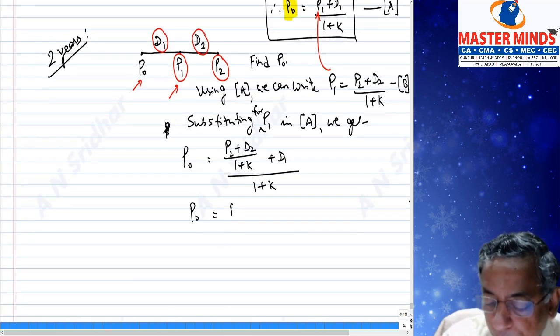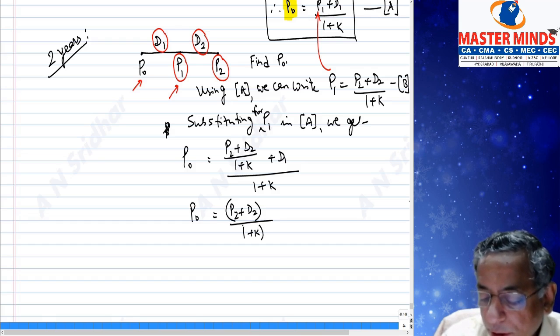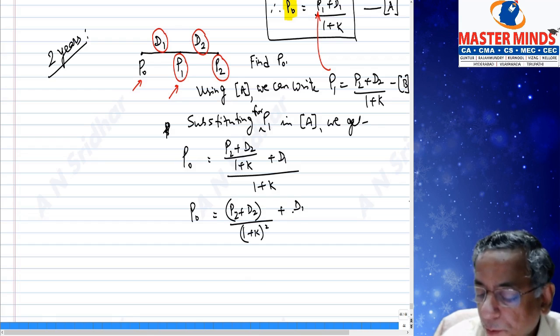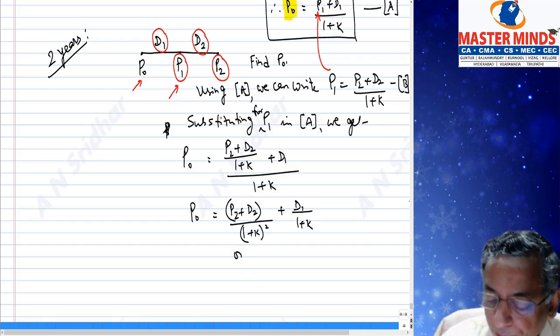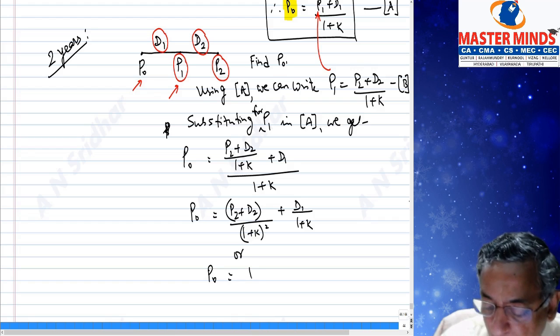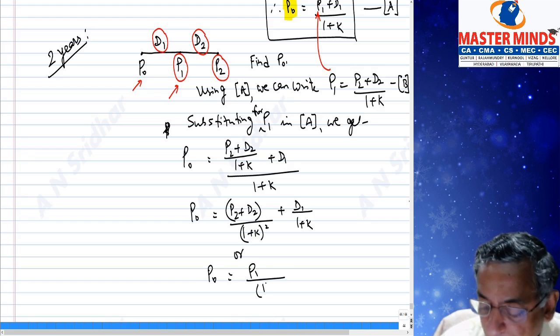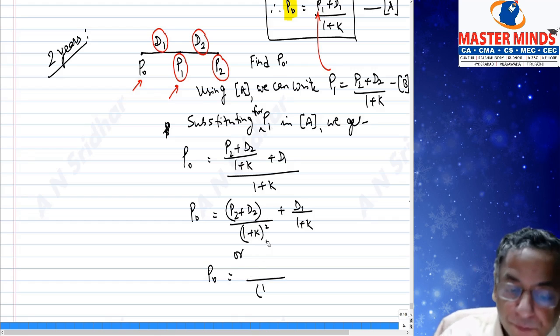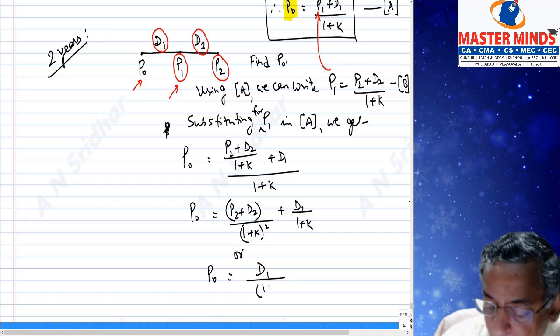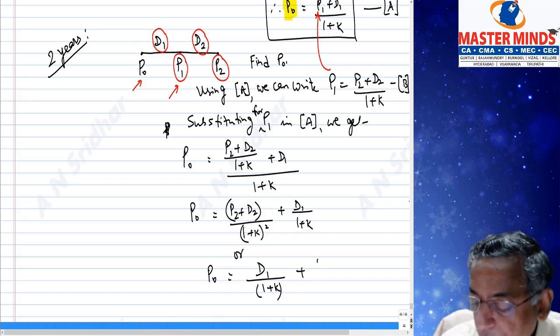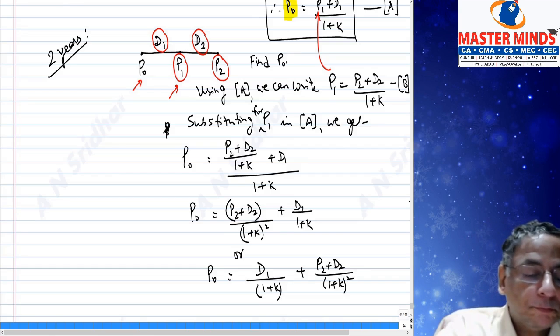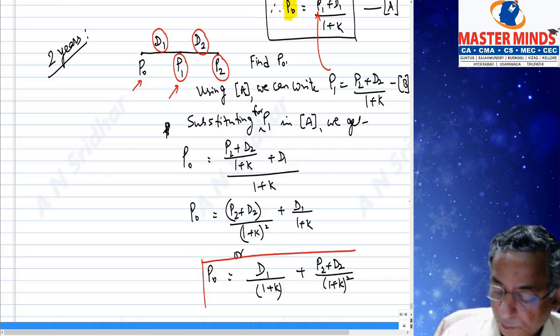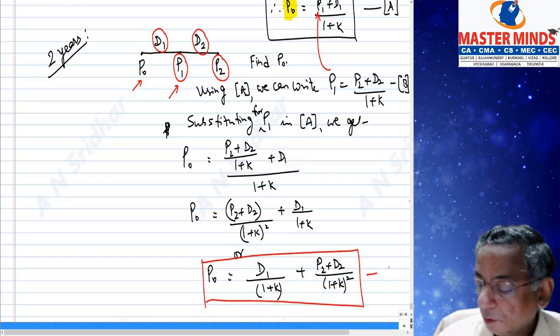P0 equal to P2 plus D2 upon 1 plus K the whole square plus D1 upon 1 plus K, or P0 equal to D1 upon 1 plus K plus P2 plus D2 upon 1 plus K the whole square. So equation C.